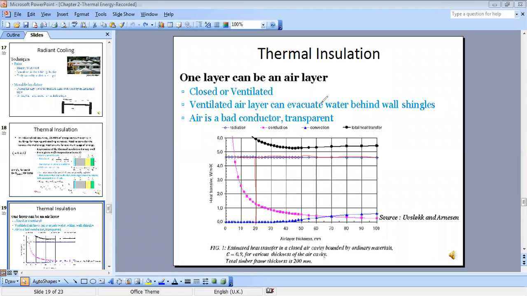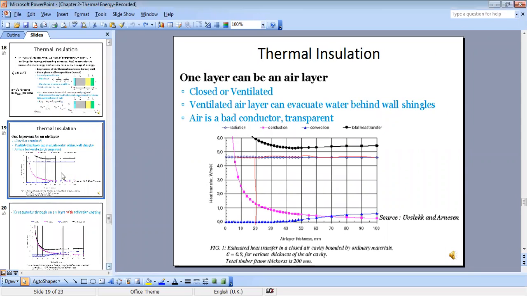Who can give me an idea to reduce radiation? Insulation. We can put also a certain layer at the first surface. We can put a reflector that will reflect energy and reduce radiation flux. Okay. So let us see this in the other slide.